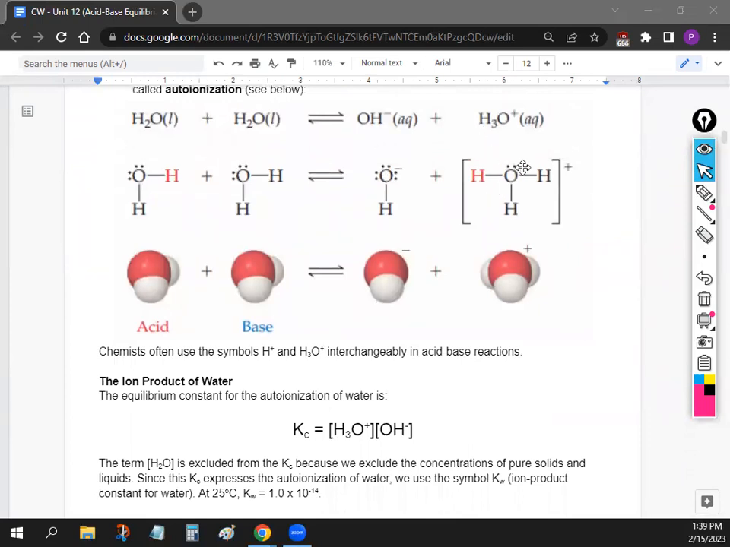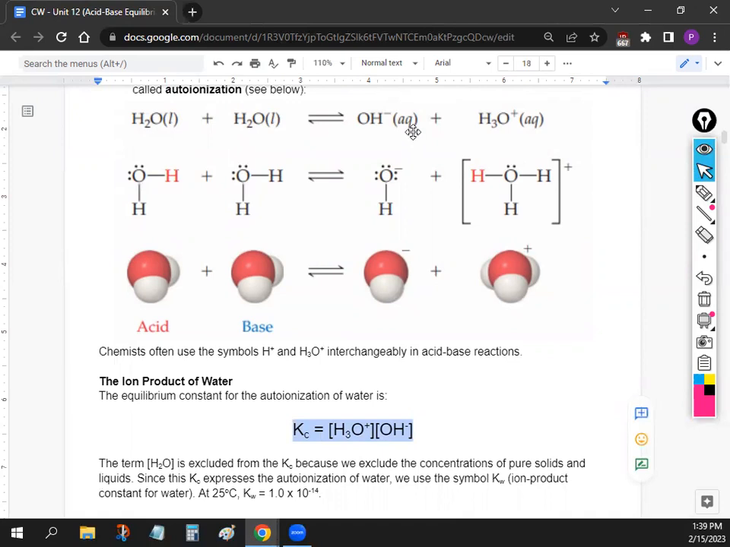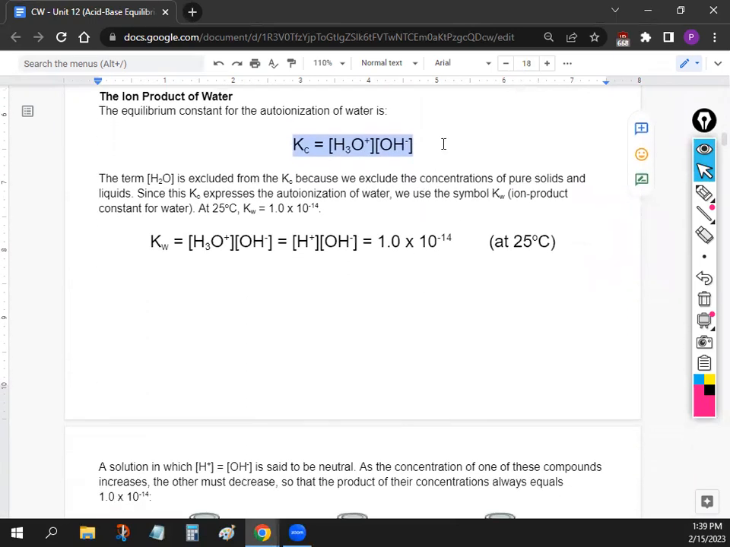Anyway, if you guys notice, the equilibrium constant for water is just the products, because we don't put pure substances, right? So we don't put the waters because they're pure liquids. So we just use the products, hydronium and hydroxide.